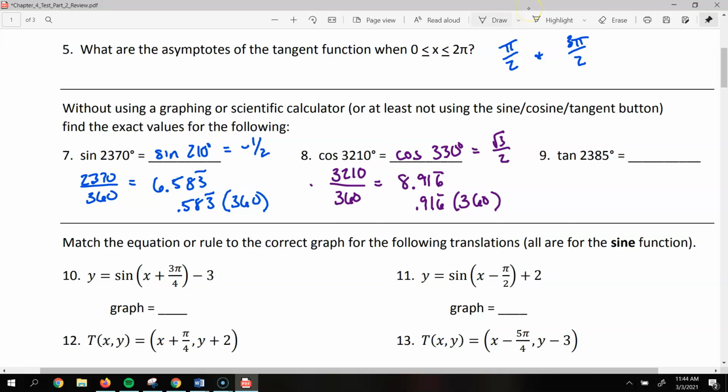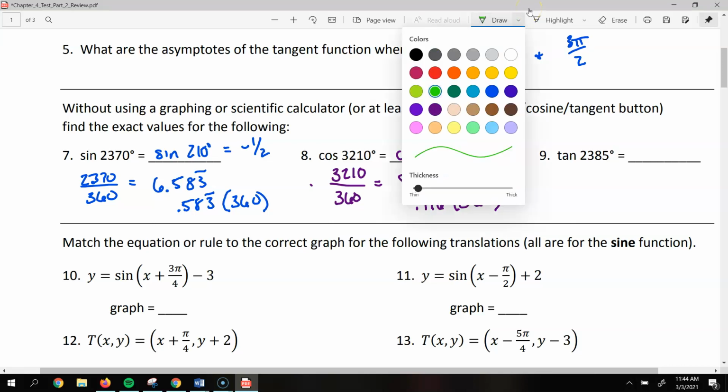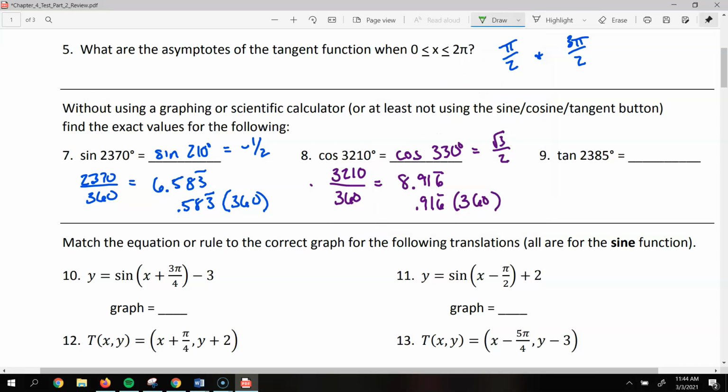All right, so for number 9, this time it asks us to find the tangent of 2,385 degrees. Now remember, for the tangent function, it repeats itself every 180 degrees. So for this one, we're going to take 2,385 divided by 180. And when you do that, we get 13.25.